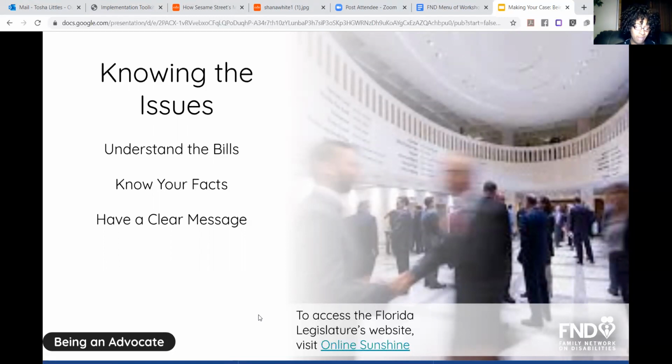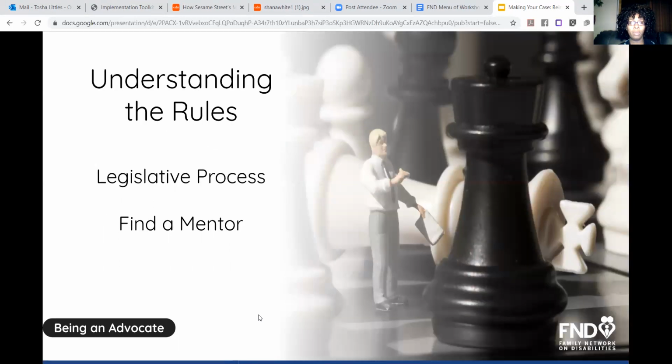In knowing those facts, you want to make sure, again, as we said earlier, that you are being credible. So knowing your information, knowing the most current information, and you want to know both sides of the issue. Having this information at your fingertips will help you with whoever you're speaking with at that legislative platform.